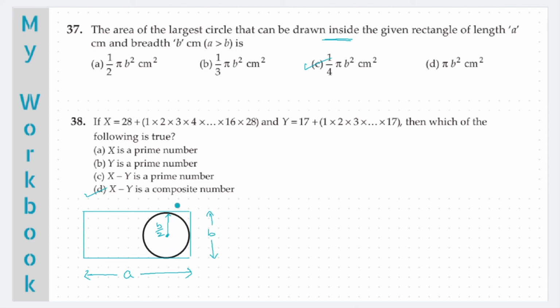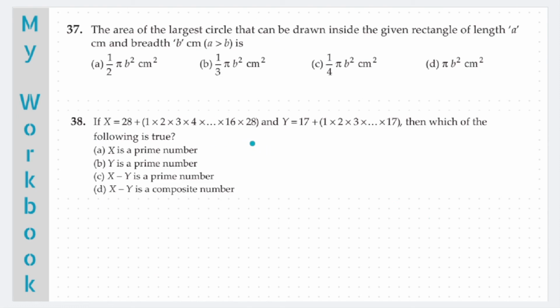So if the diameter is B, radius will be B by 2. Area is pi r square. So we have pi into B by 2 the whole square. So pi B square by 4. Option is C, 1 by 4 pi B square.